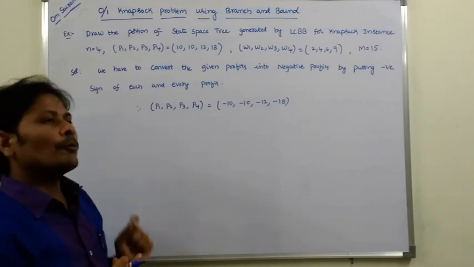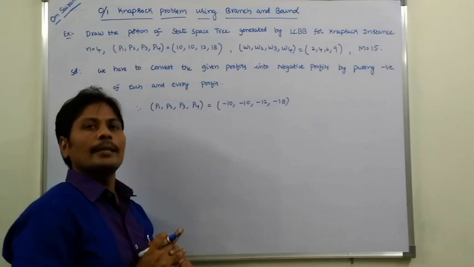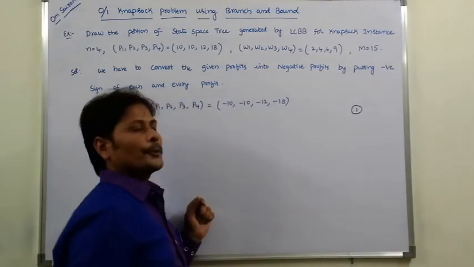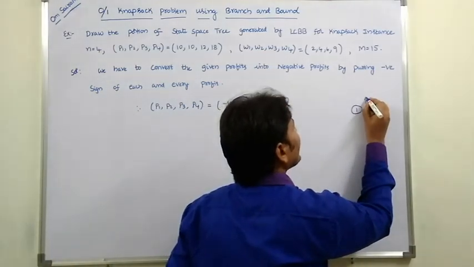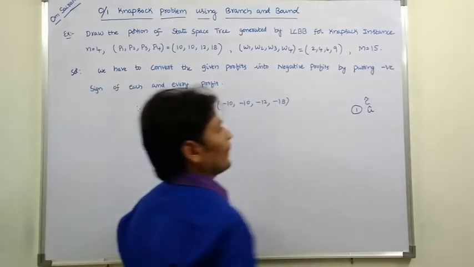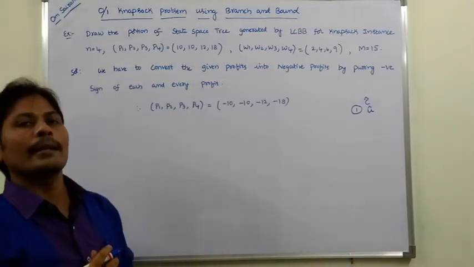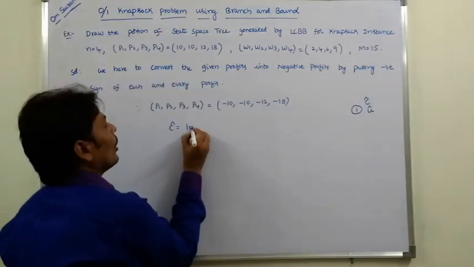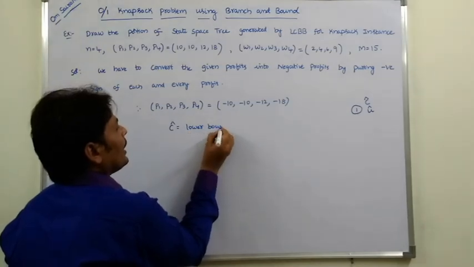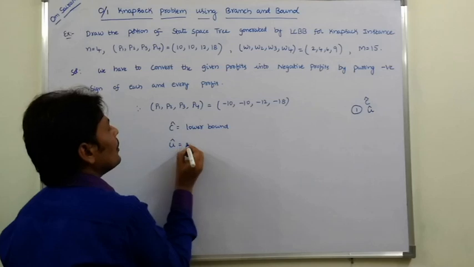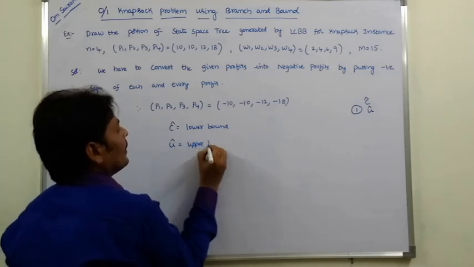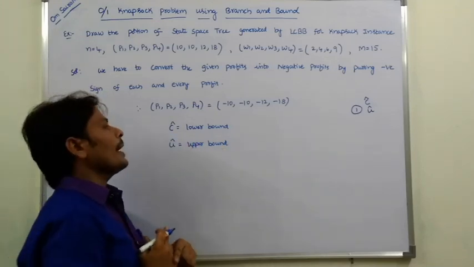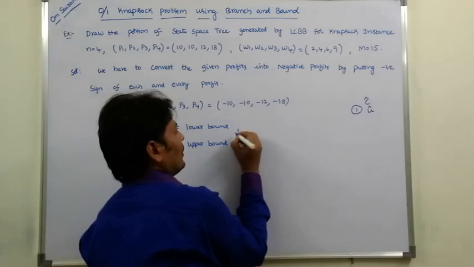Okay. So here we have to draw the state space tree. In that state space tree, first the root node is there. For that root node, we have to calculate C cap and U cap. Here C cap is nothing but the lower bound, and U cap is equal to the upper bound. While calculating the lower bound, we have to allow fractions.